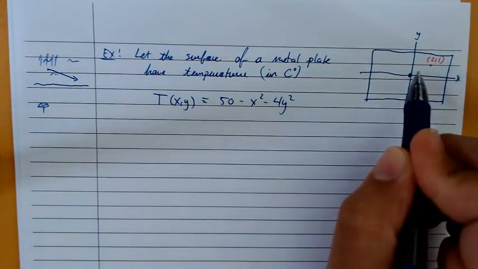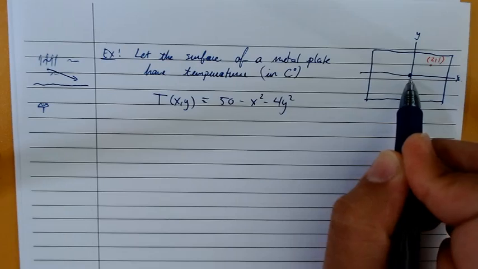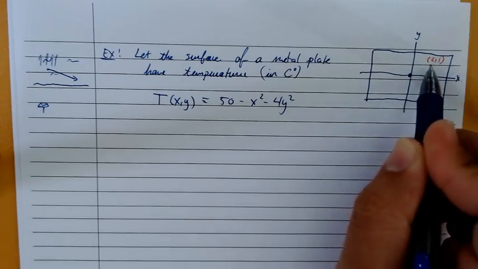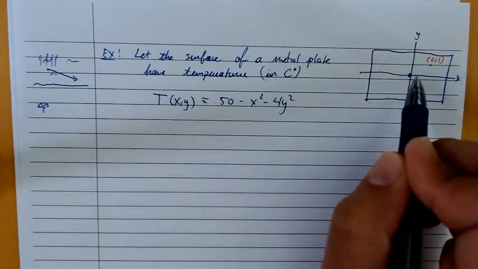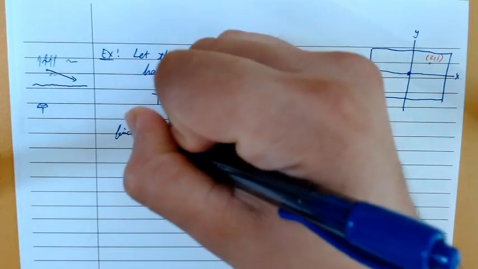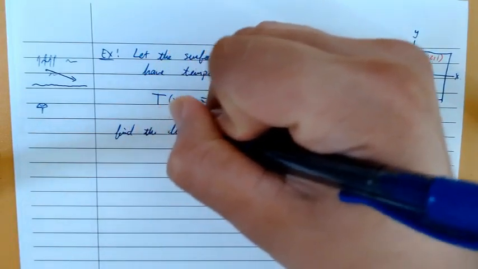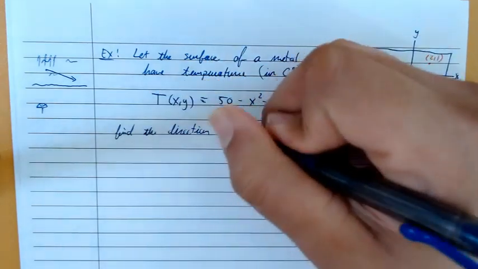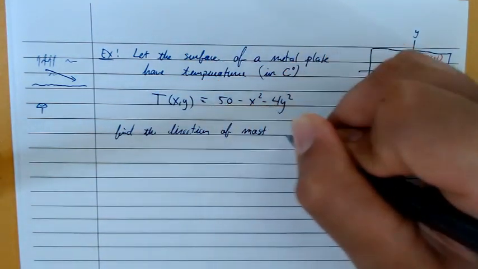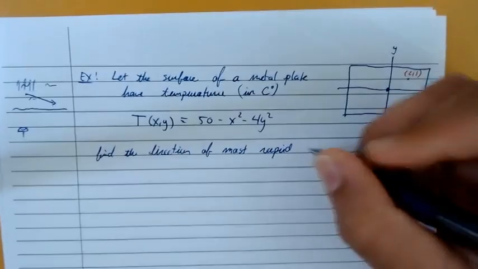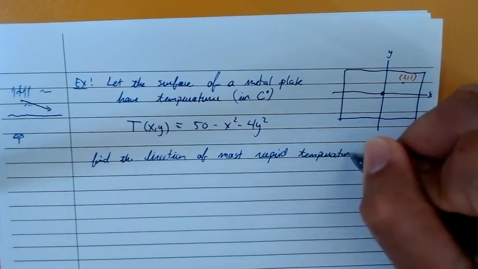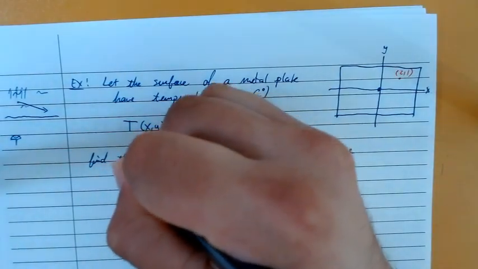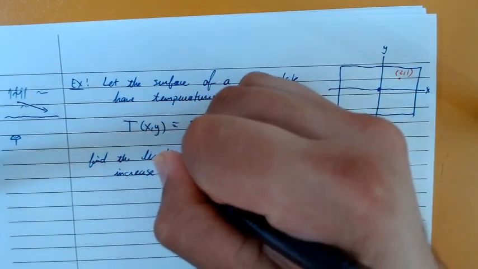Same thing over here. Yeah, this may be where the heating element is, but you don't know where it is. You just want to get as warm as quickly as possible. So what you want to do is travel in the direction that warms you up the fastest. That's what the gradient's going to tell us. Find the direction of most rapid temperature increase, and find that temperature increase.